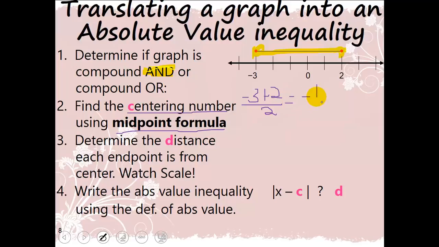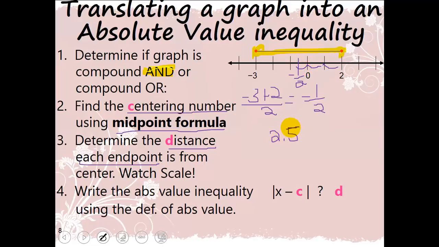So I get negative 1/2. That's my centering number. So here's my center, negative 1/2. Okay? Now you're going to determine the distance that the endpoint is from the center. Watch your scale, because in your book, your scale could be more than 1. In our case, it is 1. So it's 1, 2.5. Our distance is 2.5 units.